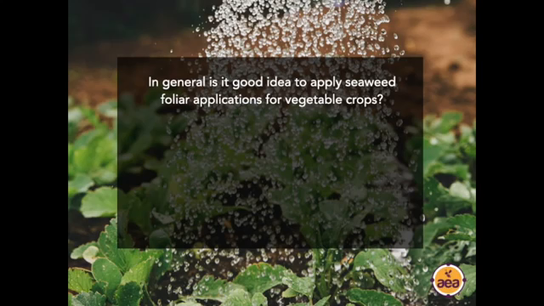Question from Philip Shorall. In general, is it a good idea to apply seaweed foliar applications for vegetable crops? The answer is yes. We include it in everything that we do, in every application. For many growers, it's become a standard. It goes into every tank mix.